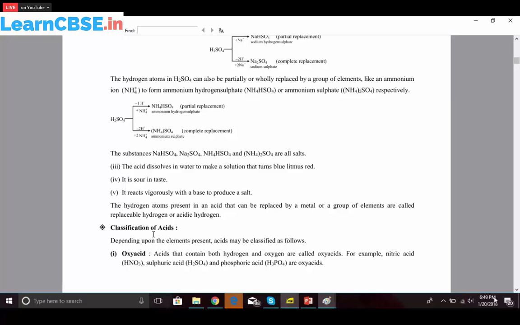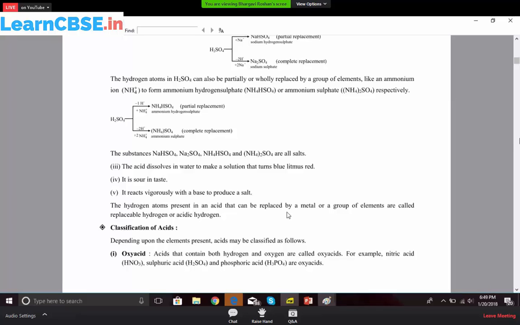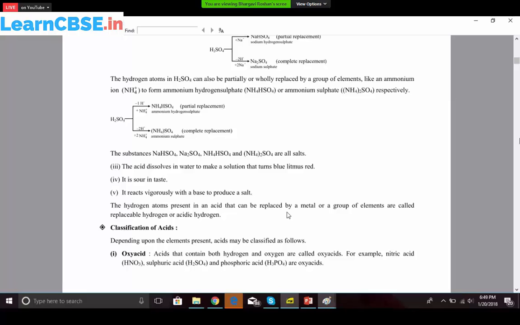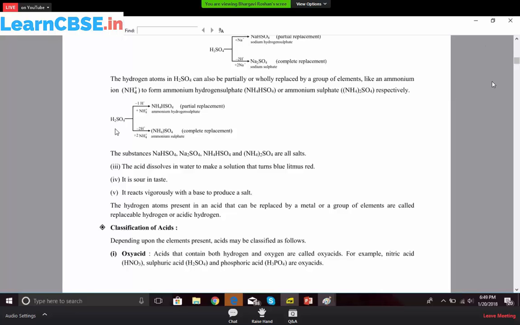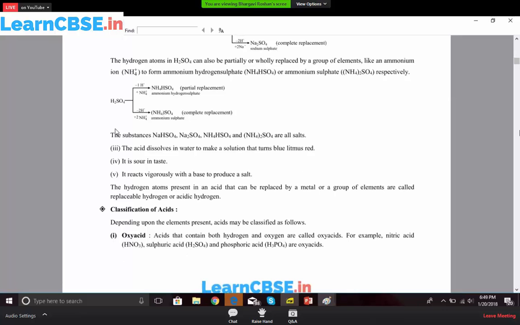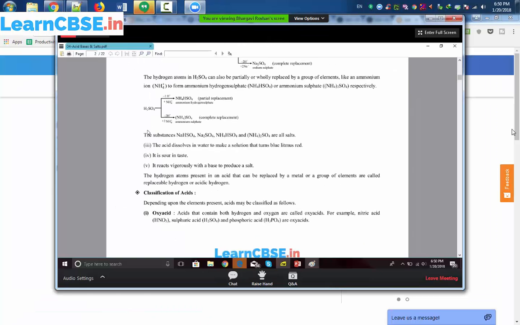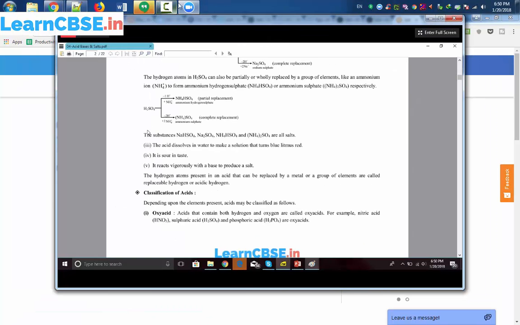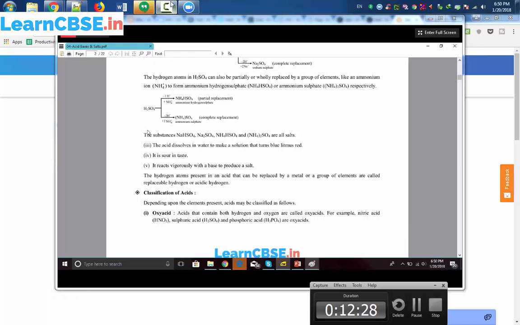Okay. So the hydrogen atoms present in the acid that can be replaced by a metal or a group of elements are called replaceable hydrogen atoms. So in H2SO4 we have two hydrogen atoms. At the same time, if you take HCl, it contains only one hydrogen, so only one replaceable hydrogen atom is there. Suppose the phosphoric acid H3PO4, it has three replaceable hydrogen atoms.